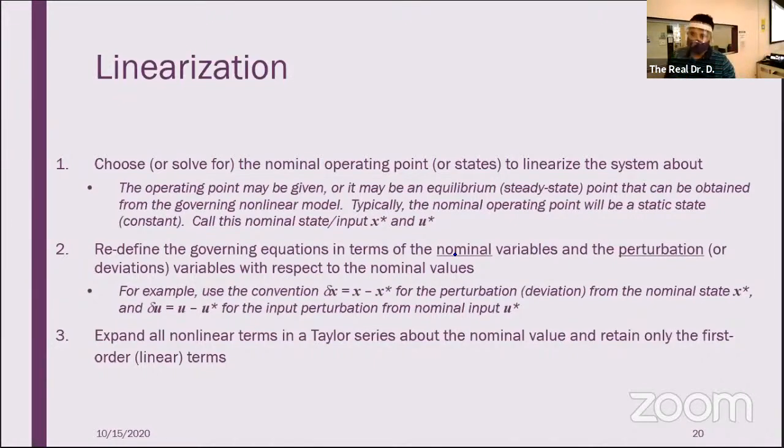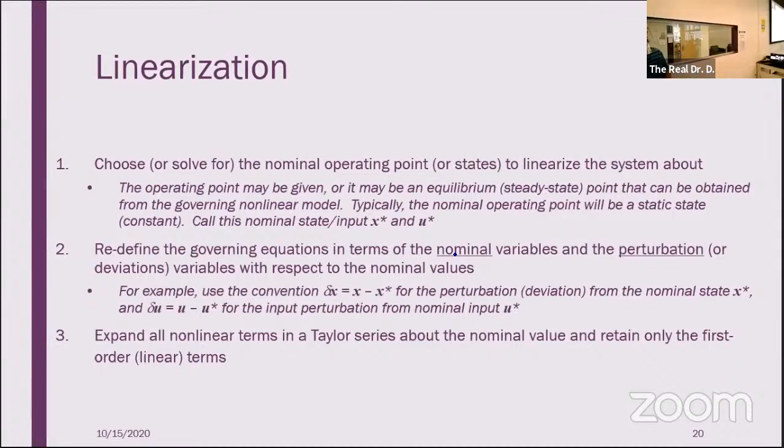So first, we need to choose or solve for our normal or nominal operating point. In the real world, you'll know. For a hydraulic system, you'll have a range of pressures that you need to operate over, so you can pick one that's in there and the model. You need to figure out where you want to reference this system. The operating point could be given, it could be an equilibrium point.